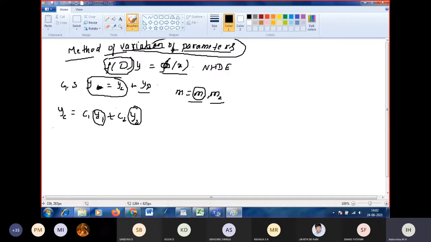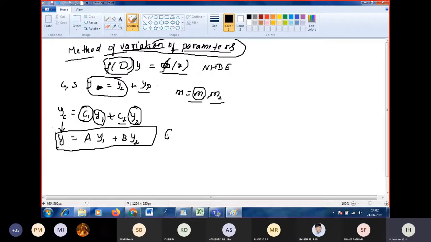Next step: we are going to vary the parameters C1 and C2. So YC is reduced to y equal to A into Y1, where Y1 is a function of x, plus B into Y2, instead of C2. This is the main formula I am using, the general solution for the method of variation of parameters. Our aim is to find the values of A and B, and then substitute them.